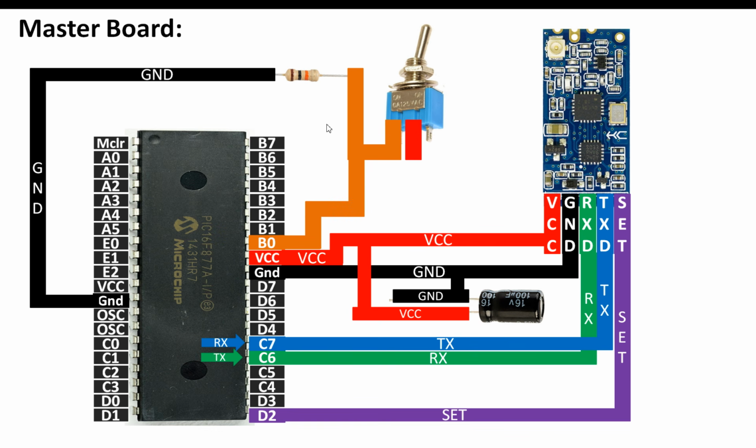So guys, it's simple like that. This pin will go to the digital input output pin, and it will also go to one end of the 10 kilo ohm resistor, like this. Now the other pin of the toggle switch will go to the VCC pin directly, like this. In this way our button is connected. Now guys, this is the connection of our master board. Now let's get to the slave board.